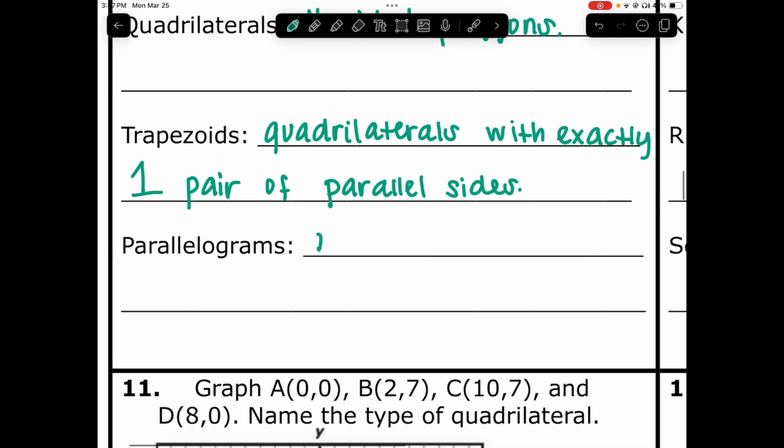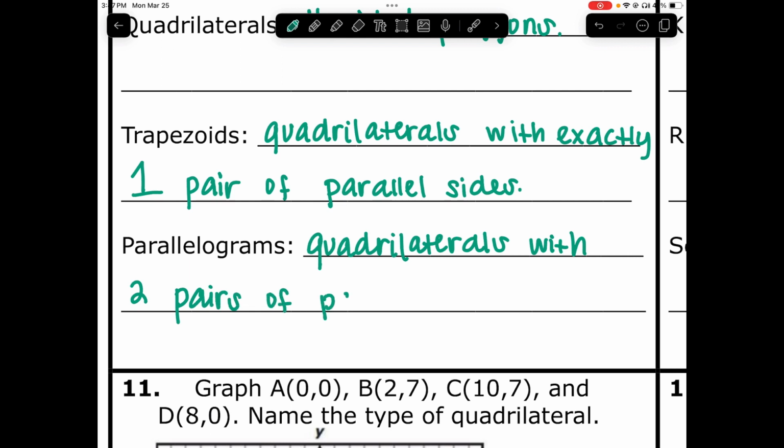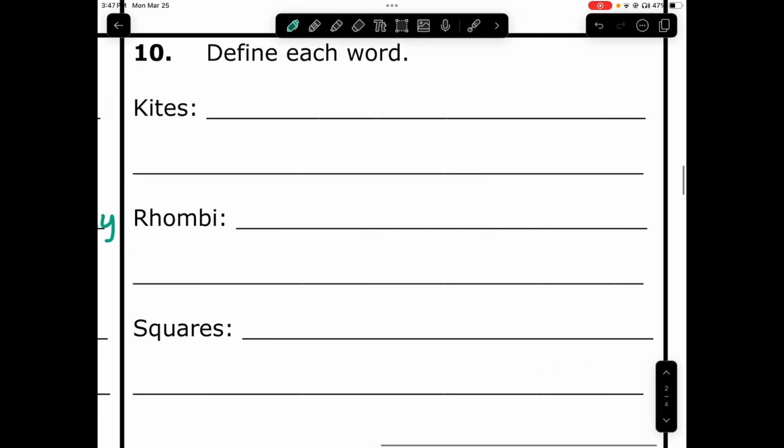Parallelograms are quadrilaterals with, just kidding, not exactly, my bad, with two pairs of parallel sides. I mean, it is exactly 2, but I just feel like that goes without saying. Excuse me. Go ahead and try number 10.